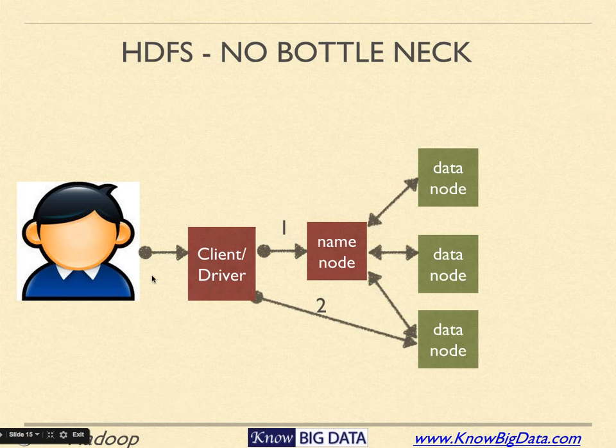Again, whenever the user wants to write data, what does this client driver do? The client driver first goes to the name node, saying, hey, I want to create a particular file. The name node responds saying, okay, go to data node 2 and 3. There you can store your file. And once you are done storing that file, come back to me and confirm. Okay, that is how HDFS works.